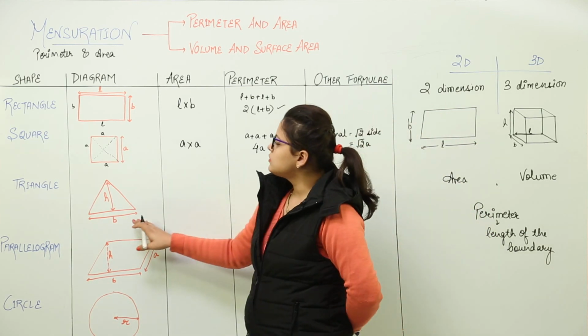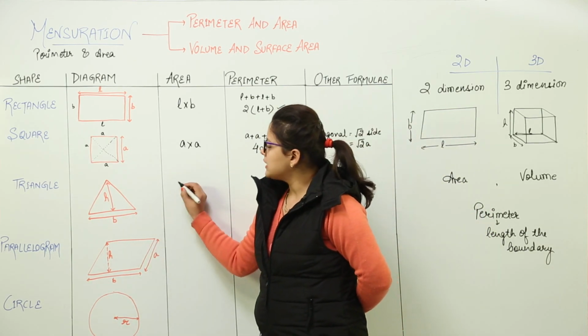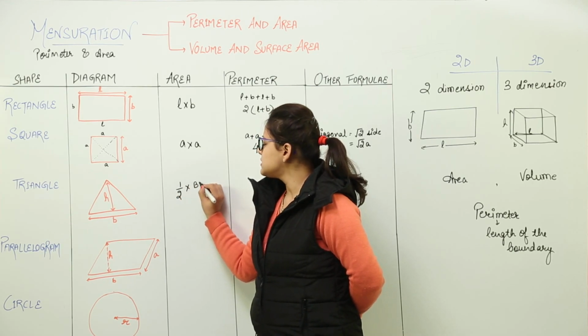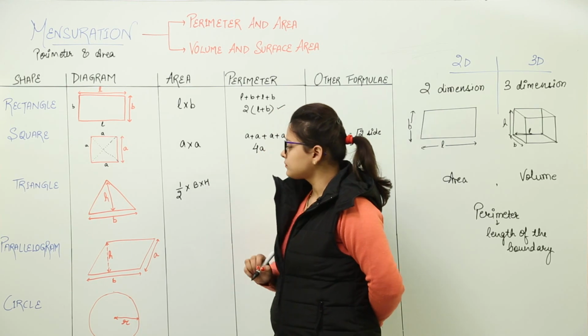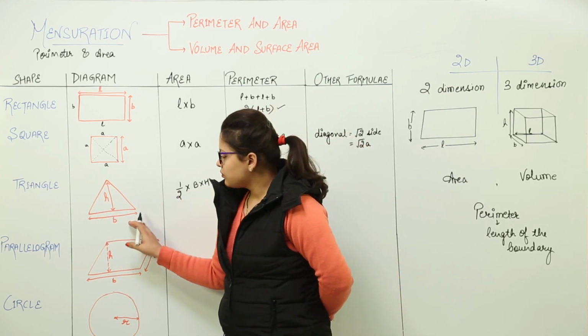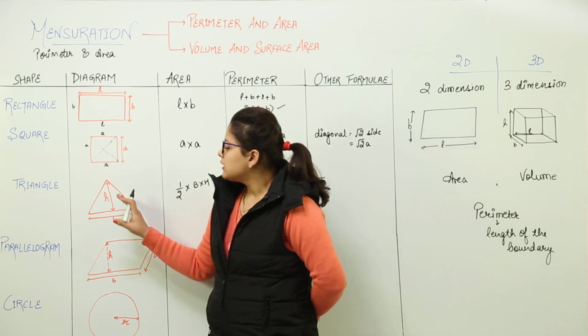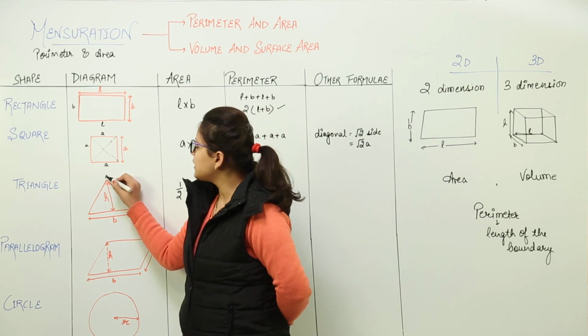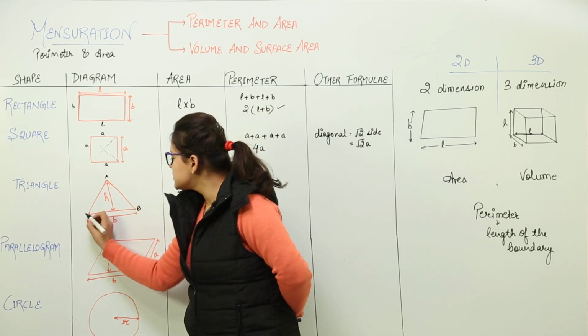Now let us move on to the triangle. Area for a triangle is equal to 1 by 2 into the base into the height. Now one more thing I want to explain over here before moving forward is that your height depends on what base you are taking. For example, I am naming it A, B and C.